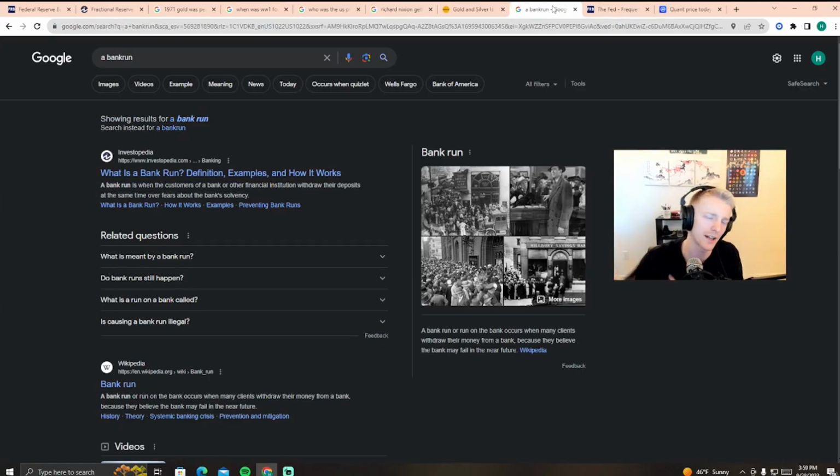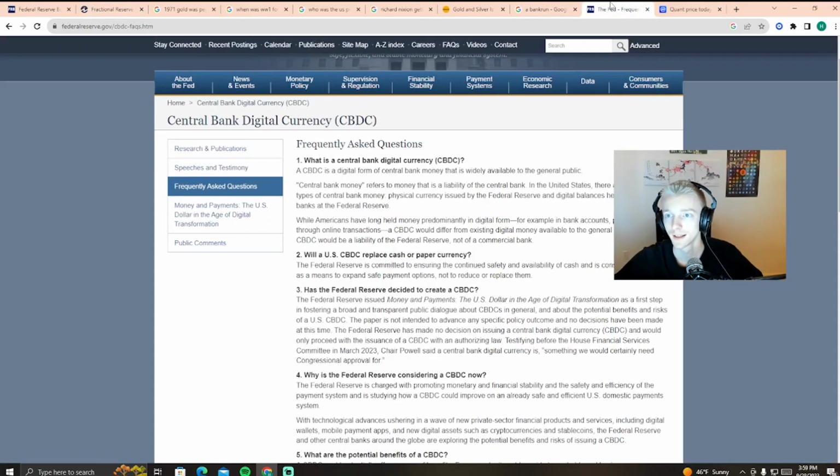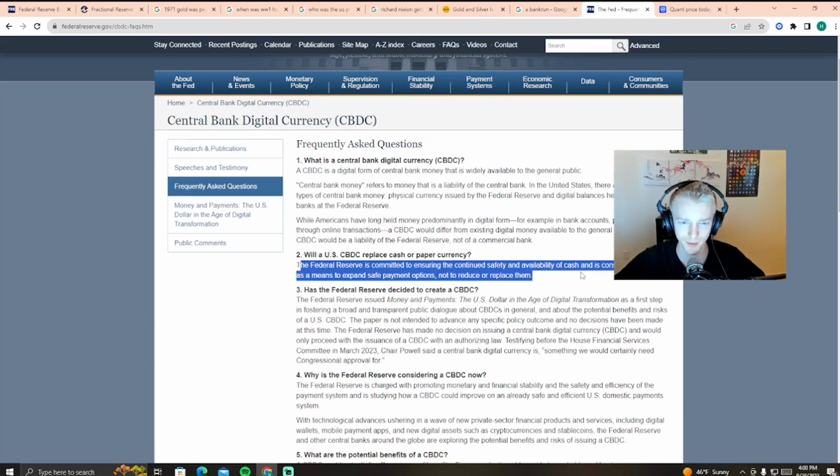All right, so now going back to what I said about how they want to avoid a bank run, because the whole system is basically a Ponzi scheme from fractional reserve banking. Now, since it is a whole Ponzi scheme from fractional reserve banking, how do we get to a CBDC? Well, guys, this is very important to know. Because same deal, like the fractional reserve banking, how it's for your safety. We're going to go right here. The Federal Reserve is committed to ensuring the continued safety and availability of cash and is considering a CBDC as a means to expand safe payment options, not to reduce or replace them.